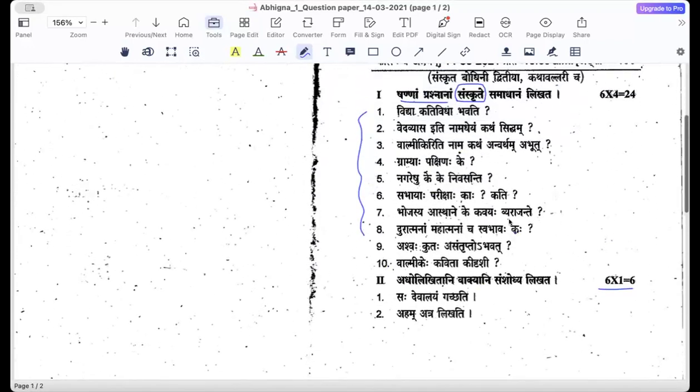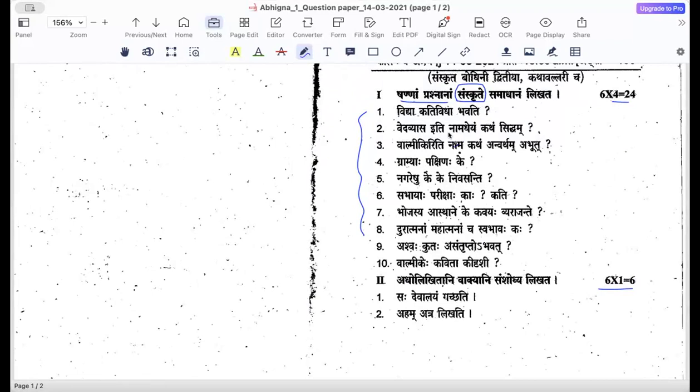In this Shannam Prashnanam Samadhanam Likhata, please don't try to write 7 or 8 questions. Let them pick and choose whichever 6 they want to give marks for. Please attempt 6 questions which you know really well. Because it carries 4 marks, try to write as much as possible. If that is all you can write, then that's fine.